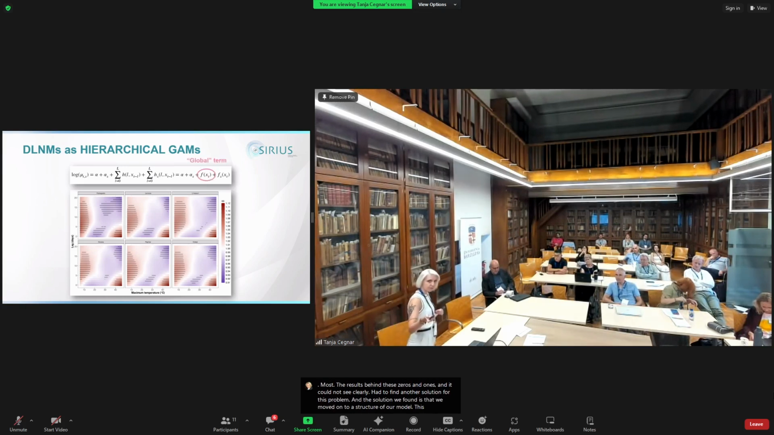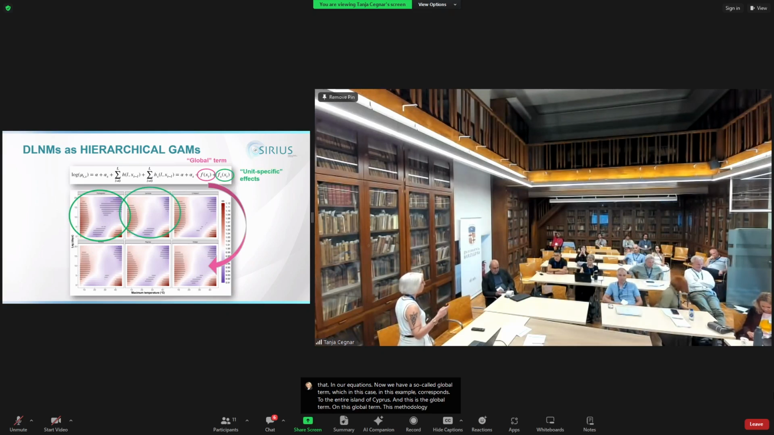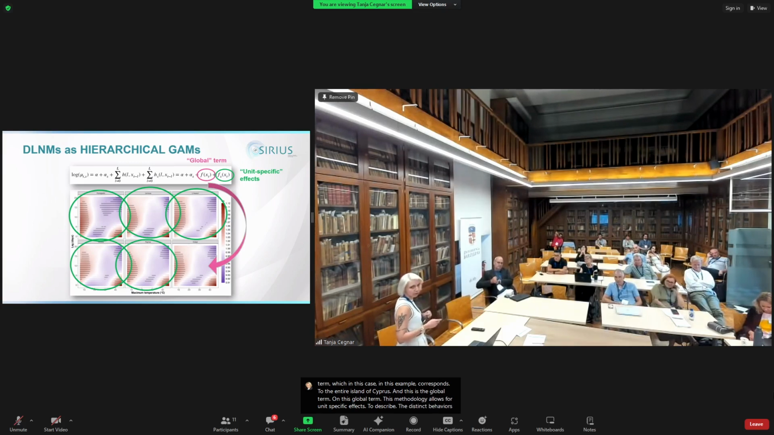This means that in our equations now we have a so-called global term, which in this example corresponds to the entire island of Cyprus. On this global term, this methodology allows for unit-specific effects to describe the distinct behaviors of the 5 regions that make up Cyprus. So with this methodology, we exploit the region-specific relations that we were trying to see, but at the same time, we found a way to face the problem of low mortality count data.